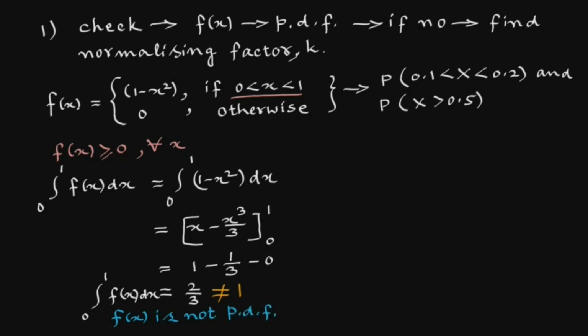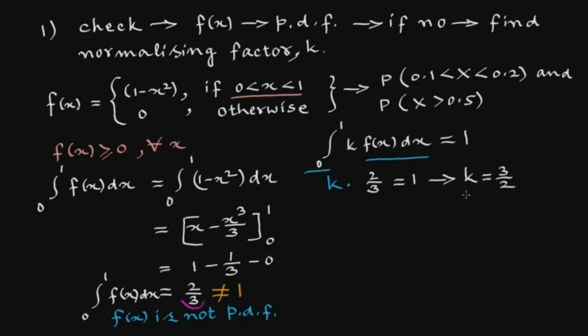But since the integral of f(x) dx from 0 to 1 is not equal to 1, f(x) is not a probability density function. Now, in order to find the normalizing factor k, we write the integral from 0 to 1 of k f(x) dx equal to 1. That will be k multiplied by the value of this integral, 2/3. So k multiplied by 2/3 equals 1. That gives us k = 3/2. So the normalizing factor k is 3/2.